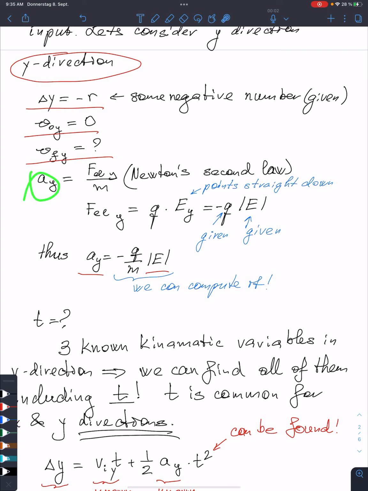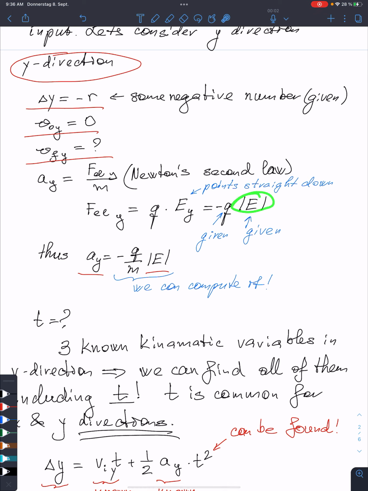Now, what about the acceleration in the y direction? We can use Newton's second law again to find this acceleration, and it's given by the y component of the electric force divided by the mass. As a matter of fact, the electric force only has a y component in this problem. And how do we find this electric force? It is given by the charge of the proton times the y component of the electric field. Once we substitute all the numbers, we should not forget that this is actually negative. The electric field points directly down.